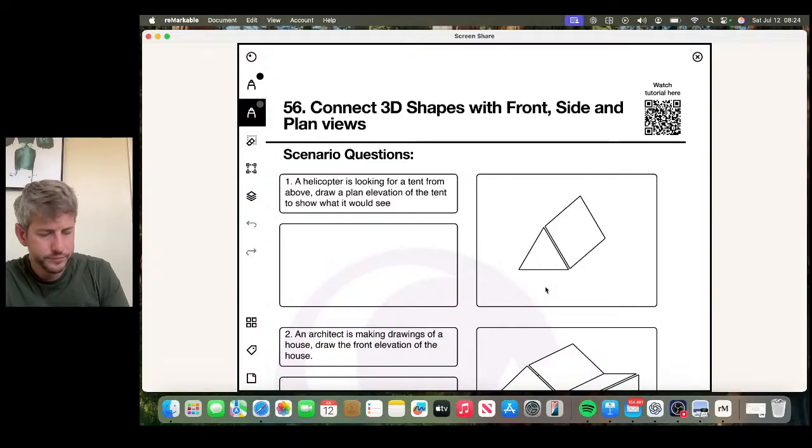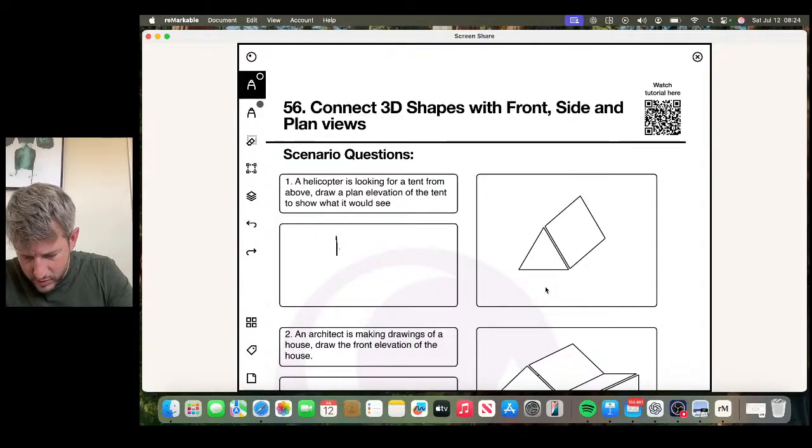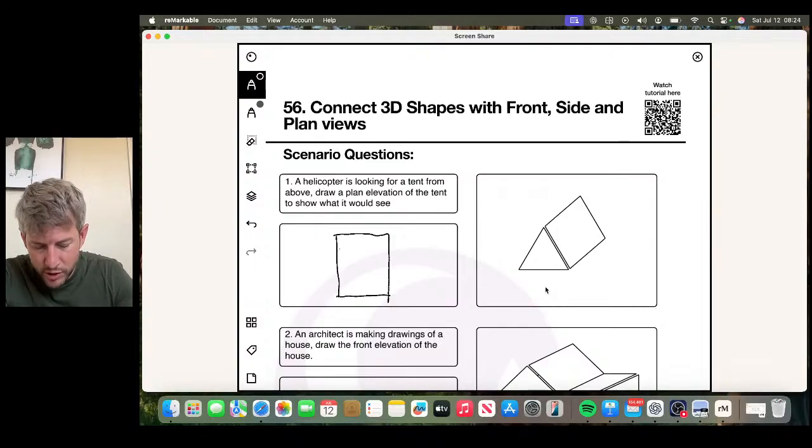Okay, so it's going to be a rectangle like this. So we'll draw a rectangle because that's what it's going to see. That's all the triangle will look like from above. But we have to show the center line, which is a crease. So we just draw that in as well. So it's going to see a rectangle with a line down the middle.